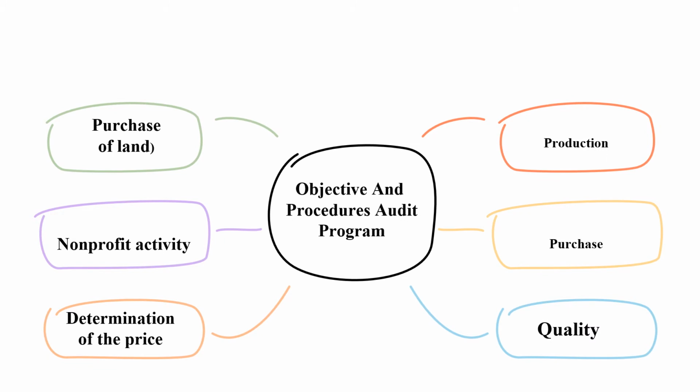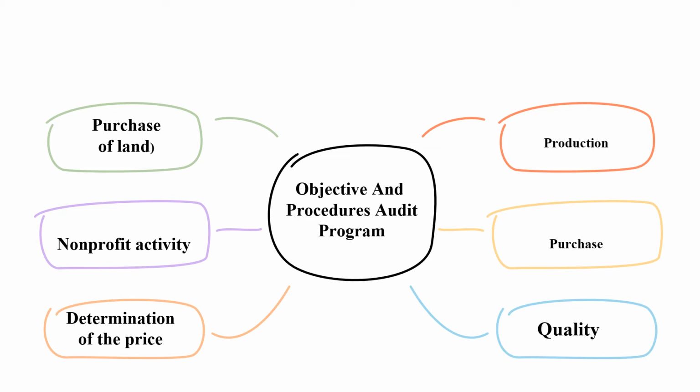Objective and procedure audit programs. 1. Purchase of land. The purpose of the audit is to verify legal ownership of the land to be purchased. An examination of title deeds is an interesting but not comprehensive procedure, as the documents may have already been changed.